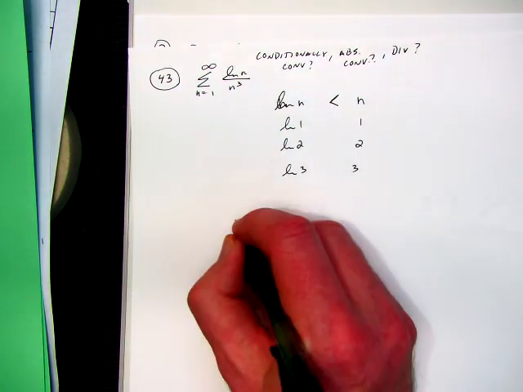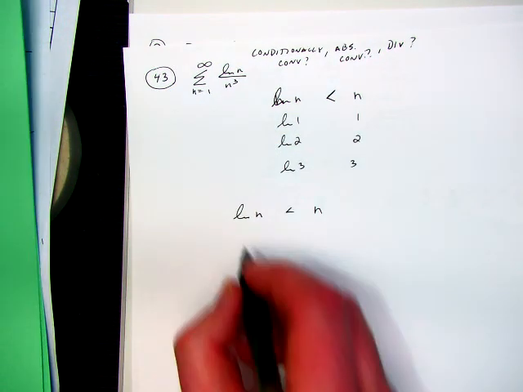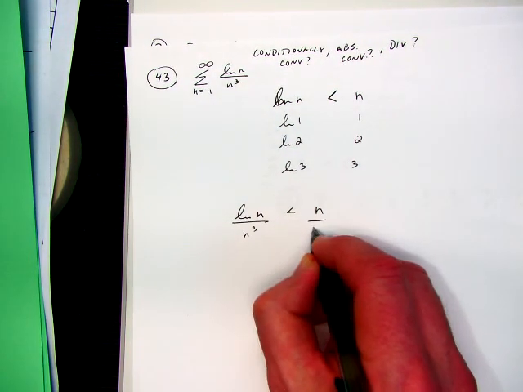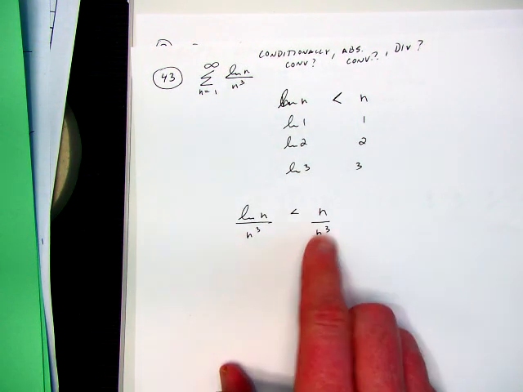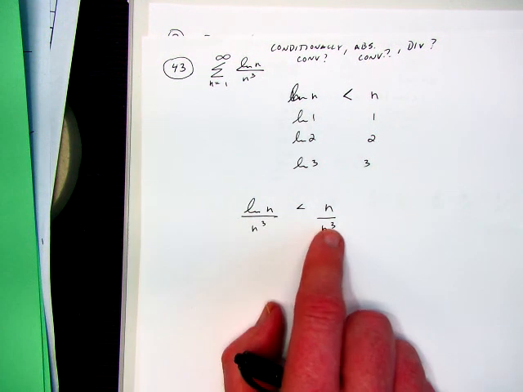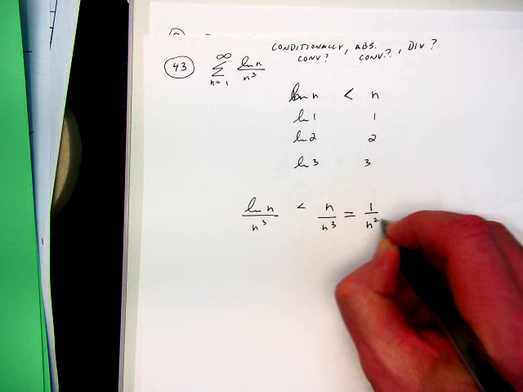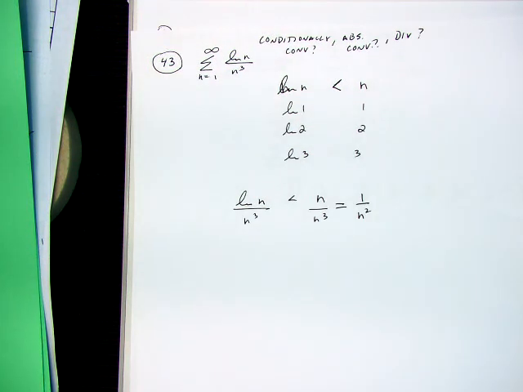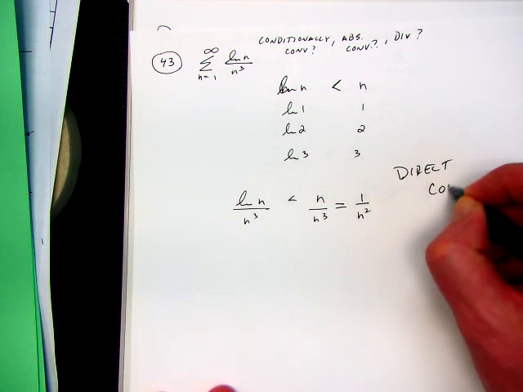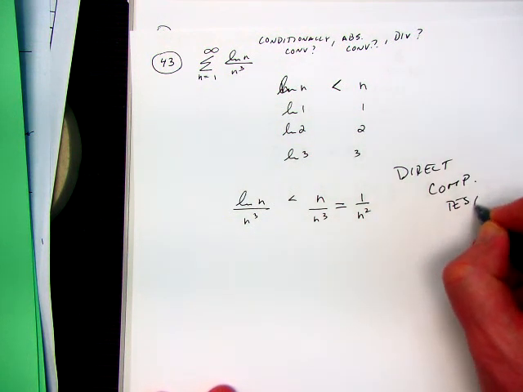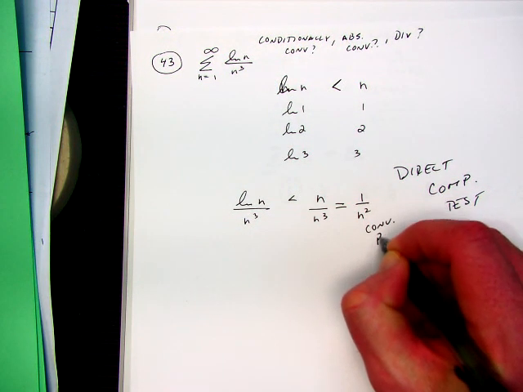So if I understand the natural log of n is less than n, well, I'm going to divide them by the same thing, which is n cubed. So we can absolutely say that since we divided by the same thing, this series is less than this one. And if I simplify that, isn't that 1 over n squared? Because we're really doing what's known as a direct comparison test, which we'll actually use on 45 also. This reduces to n squared, which is a convergent p-series.